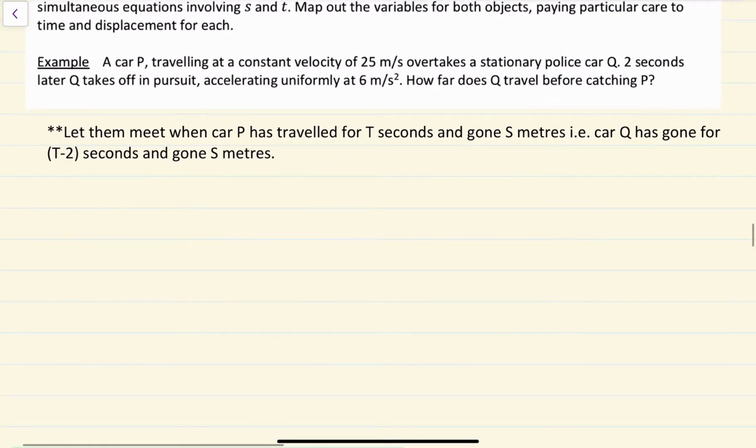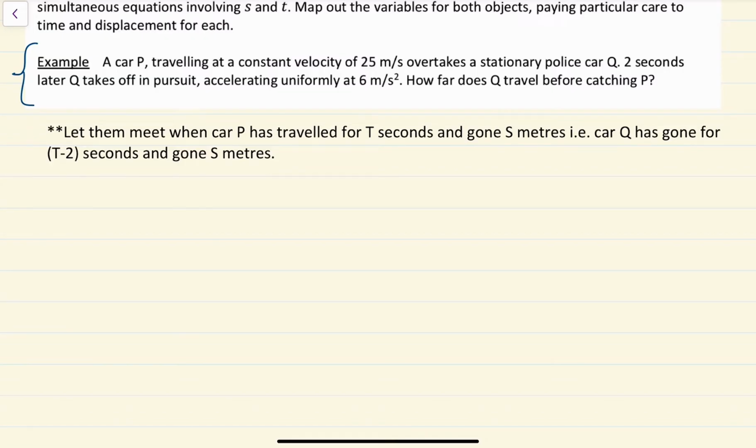So this bit here is just the question, and then the rest is on to my solution. It says a car P travelling at constant velocity of 25 meters per second overtakes a stationary police car Q. 2 seconds later, Q takes off in pursuit, accelerating uniformly at 2 meters per second squared. How far does Q travel before catching P?